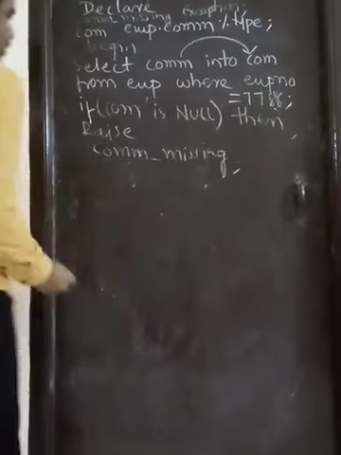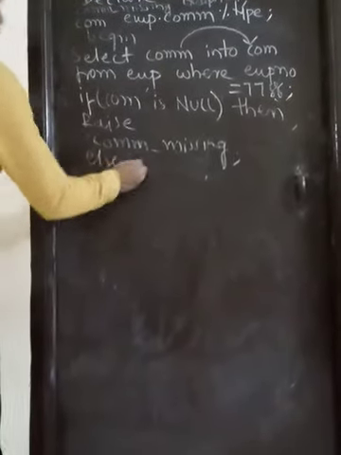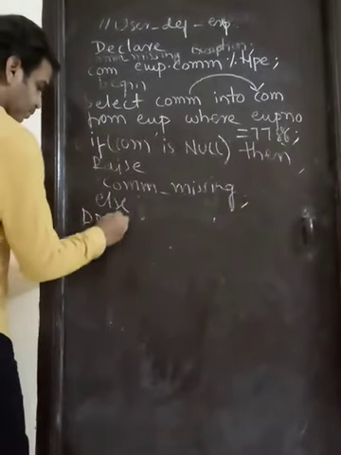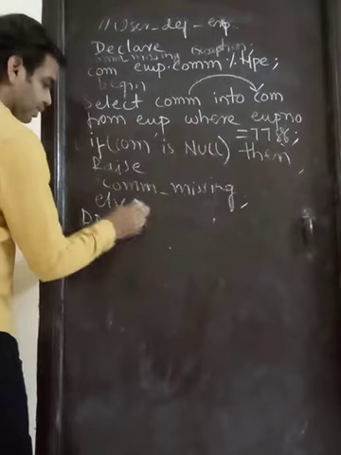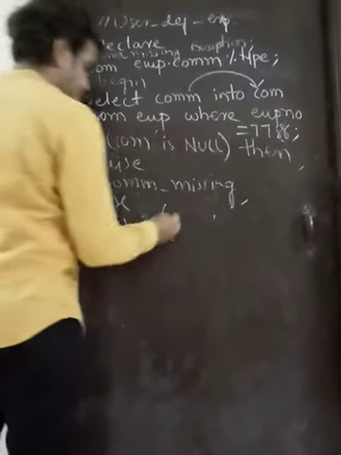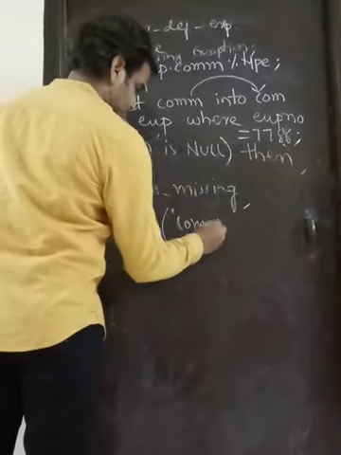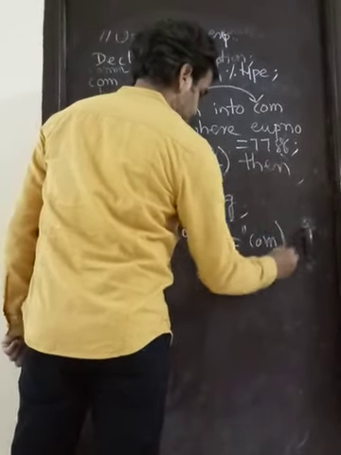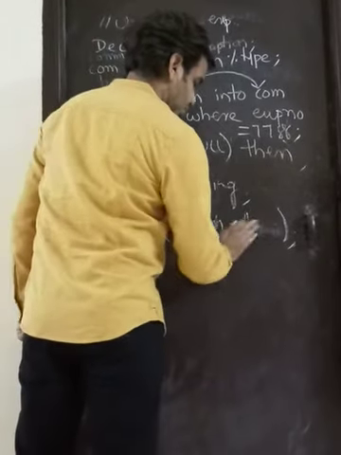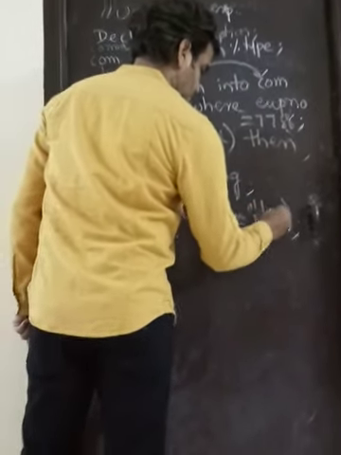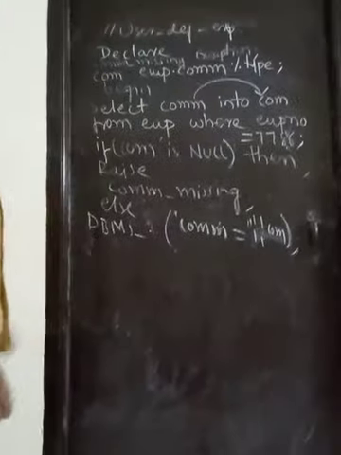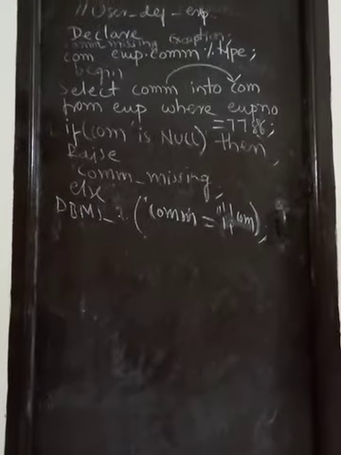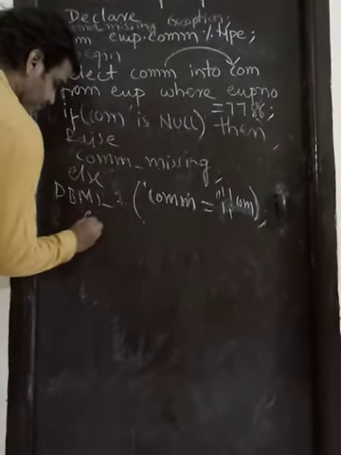exception. Else, if commission is not null, then we are displaying DBMS_OUTPUT.PUT_LINE, the commission. Here we should use the OR operator. So if commission is null, then raise commission missing, else we are displaying commission. So IF is there, and END IF.